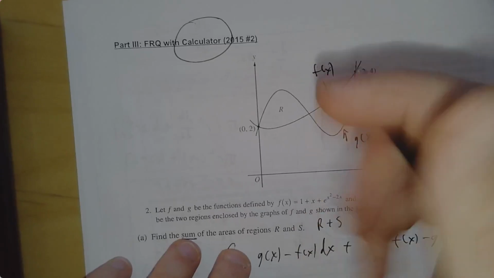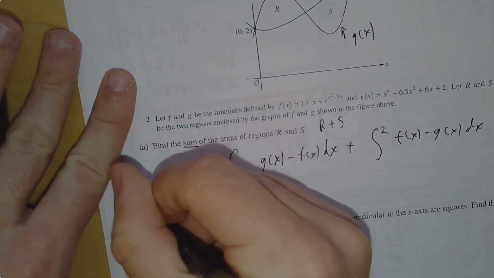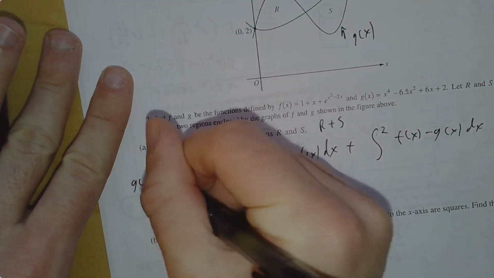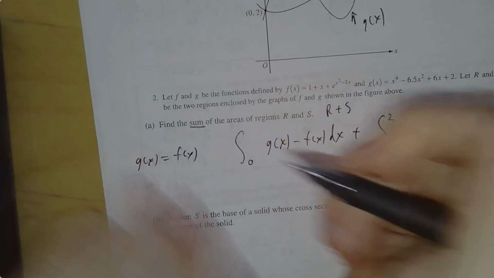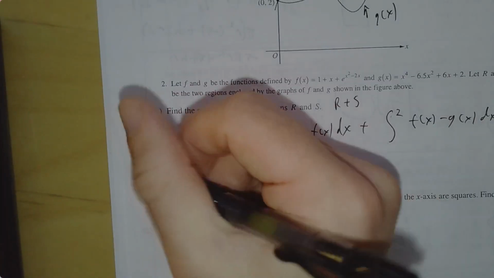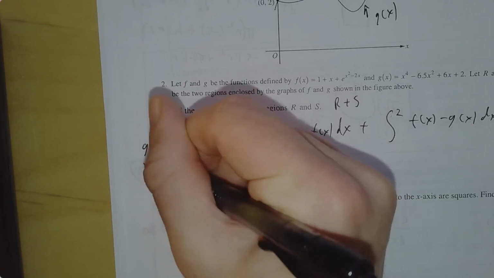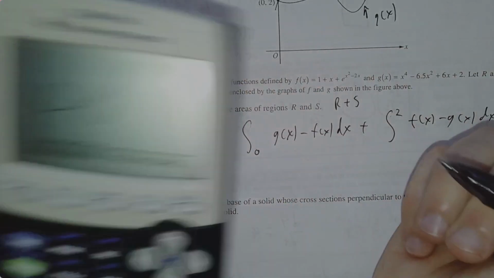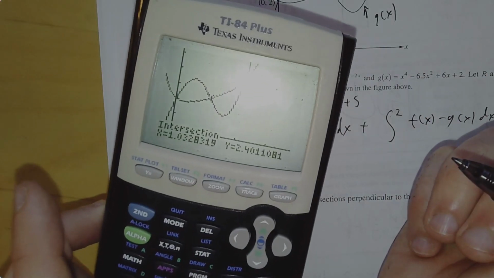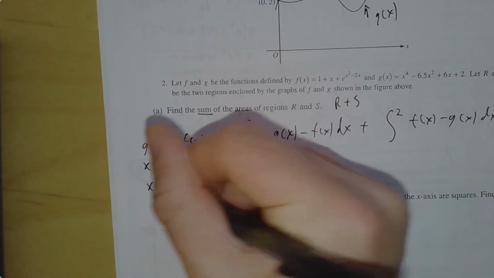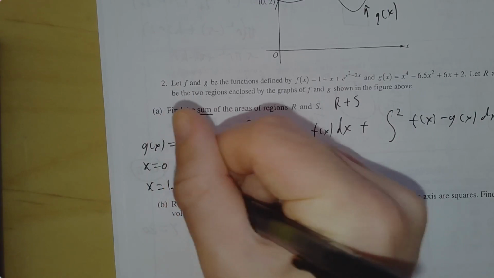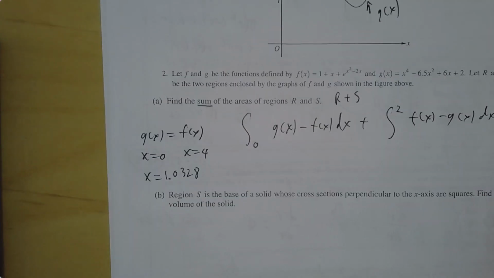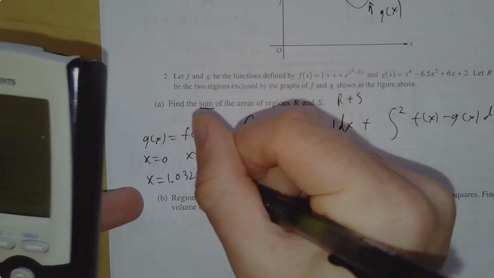The way I'm going to show that is I would put it off to the side. Ideally, I would have more space, but I'll do it down here. I want to set g of x equal to f of x, and this is true at x equals 0, x equals 4, and x equals 1.0328. Now, optional at this point, I could say that's a, and I'll show you how I would use that.